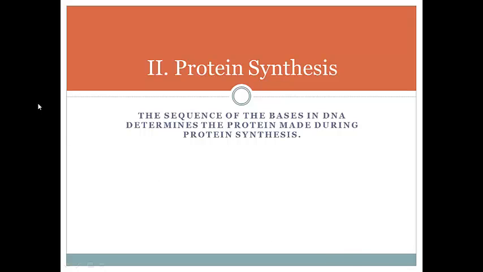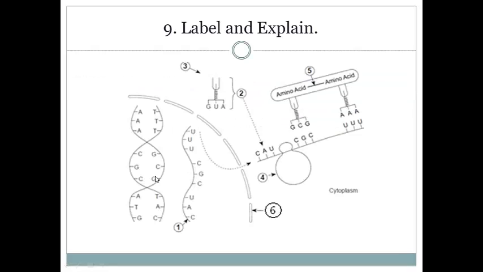The next section, section 2, is about protein synthesis. Number 9 asks us to label and explain the diagram. So we'll start with number 1. Number 1 here is mRNA. This is coded from DNA during transcription.